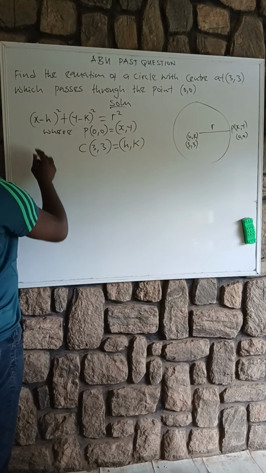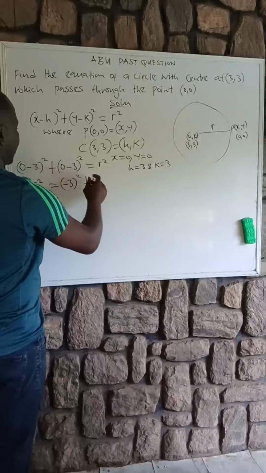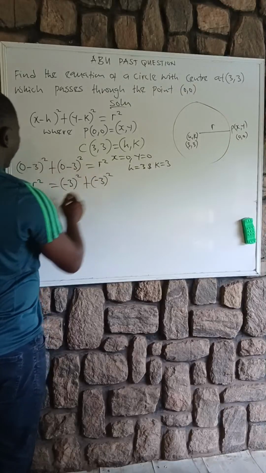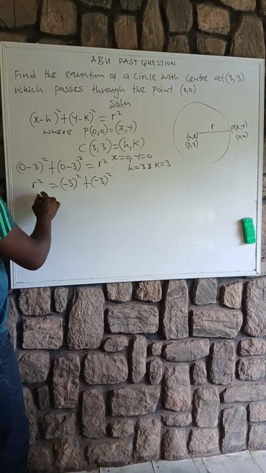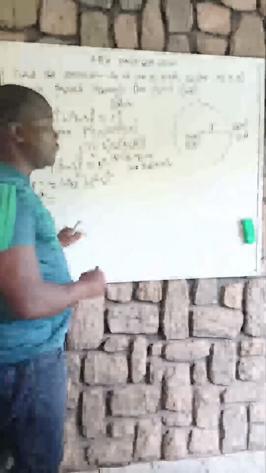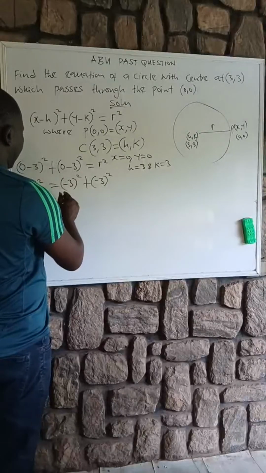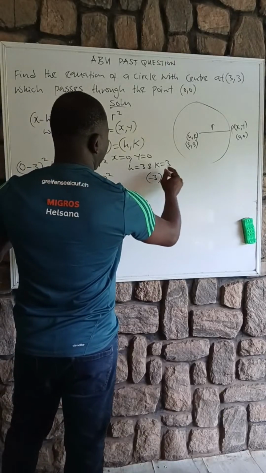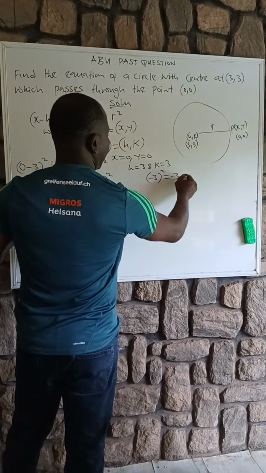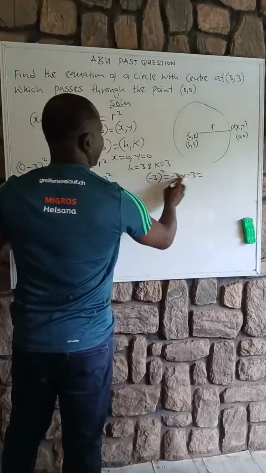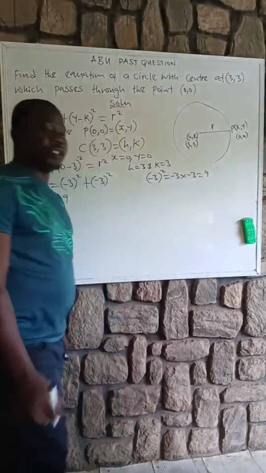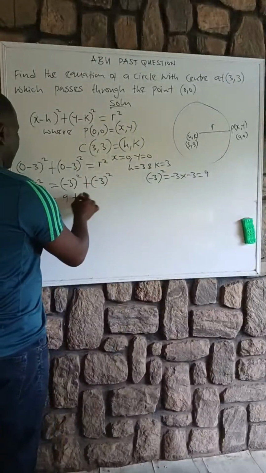Here plus, 0 minus 3 is minus 3, all in square. So this is r squared. Do you agree with me? This is the same thing as 9, because when you see (minus 3) all in bracket squared, this is the same as minus 3 times minus 3. Minus times minus is plus, 3 times 3, 9. So here will be 9, here too will be 9.